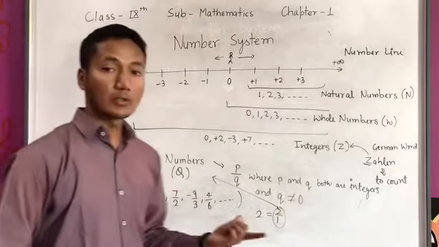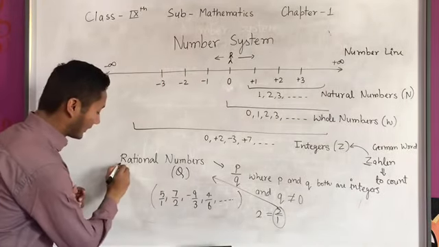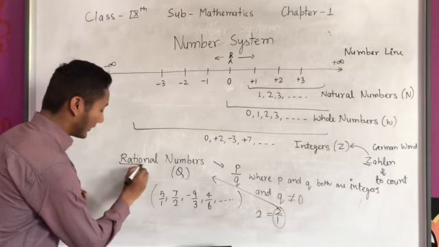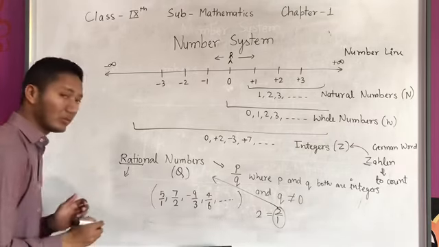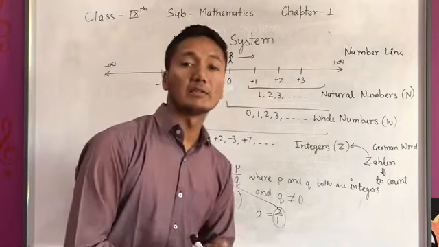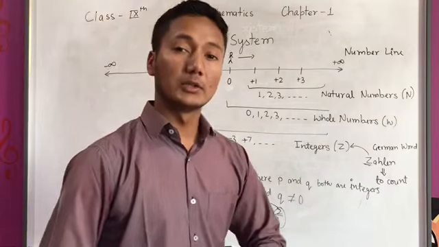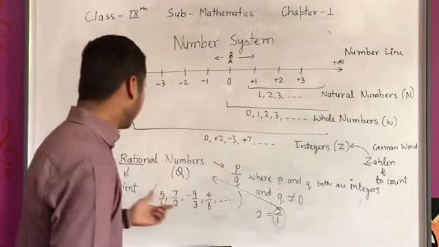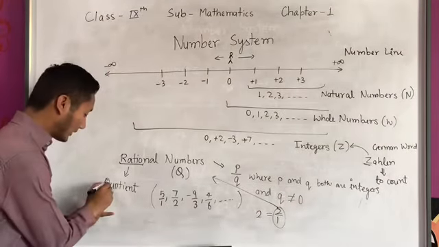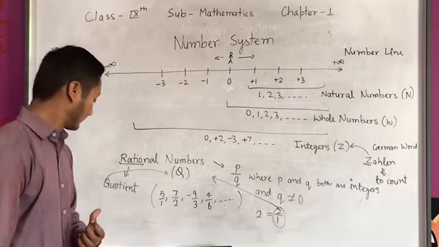Q means quotient. In the word rational there is the word ratio. Ratio means to divide something, and the result after division is the quotient. When we divide one number by another number, the result is the quotient. This Q comes from the quotient.